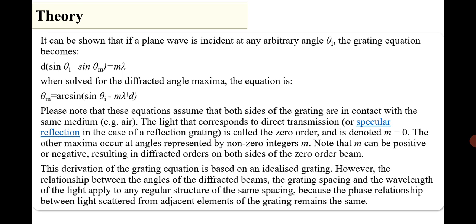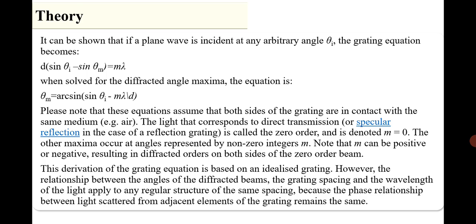It can be shown that if a plane wave is incident at any arbitrary angle theta i, the grating equation becomes d times (sine theta i minus sine theta m) equals m lambda. When solved for the diffracted angle maxima, the equation is theta m equals arcsine of (sine theta i minus m lambda by d). Please note that these equations assume that both sides of the grating are in contact with the same medium.